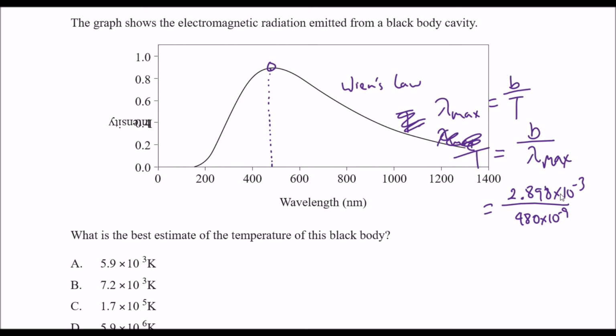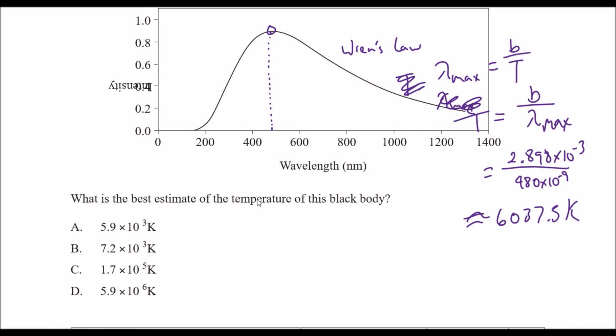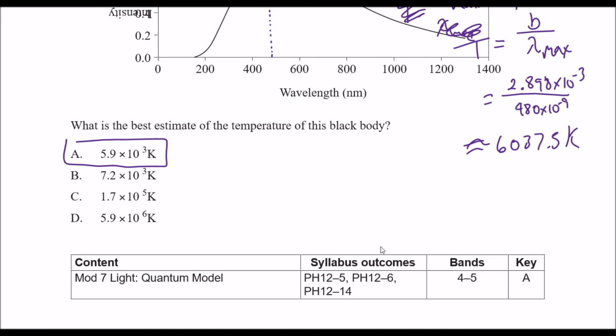So plug that in. I get roughly 6,037.5 Kelvin. So let's find if we have something of that range. Okay, so that would be A. The closest one to it, obviously I could have simply misread where the dots are because I'm not using a ruler. It could have been 500. So the answer to that is A, and supported by this one here.